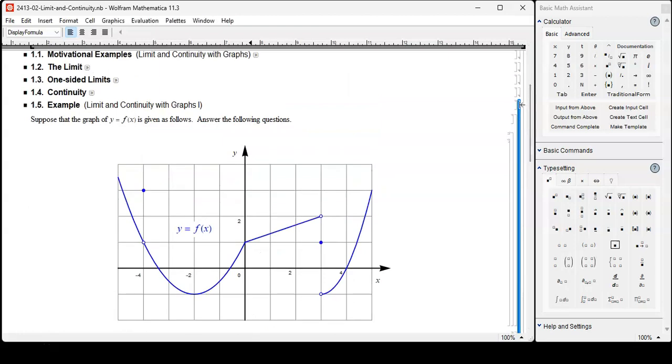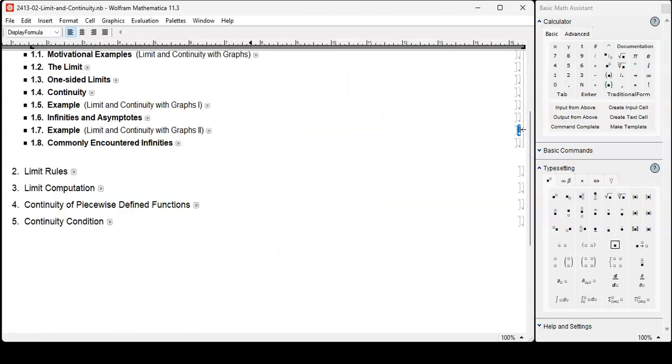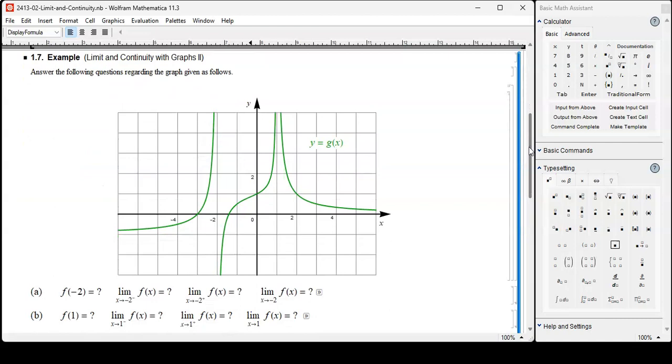Okay, so much for the review. Now let's go to the next example here. And what's the big difference this time? Well, this time let's discuss asymptotic behavior. What if we have an asymptote? Let's discuss the vertical asymptote first.